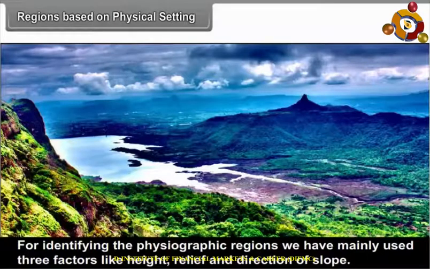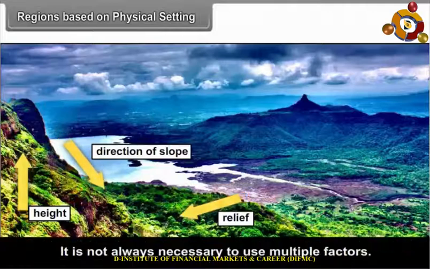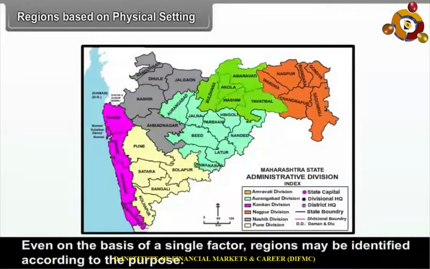For identifying the physiographic regions, we have mainly used three factors like height, relief, and direction of slope. It is not always necessary to use multiple factors. Even on the basis of a single factor, regions may be identified according to the purpose.